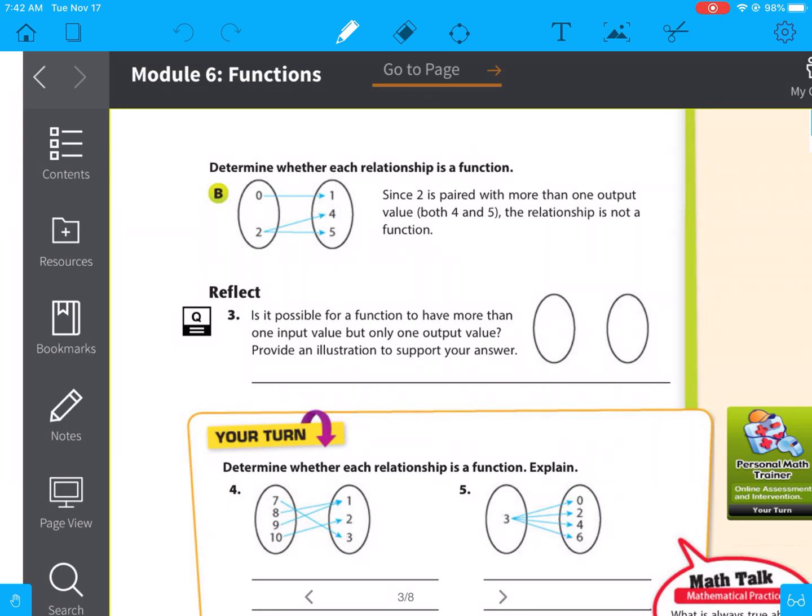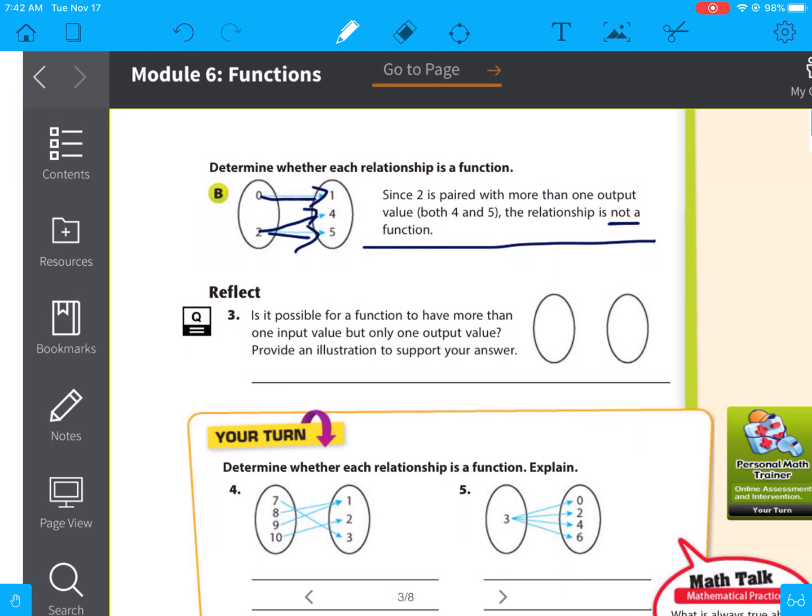Now for B, it says determine whether each relationship is a function. So 0 goes to 1, but do you see how 2 goes to 2 different outputs? So it is not a function because your 2 has 2 different outputs.